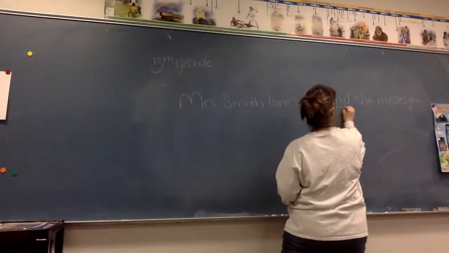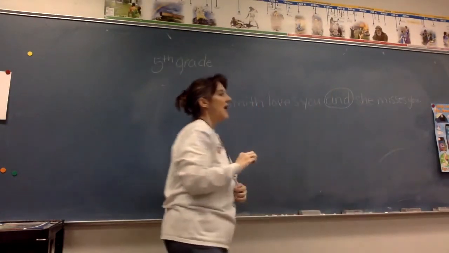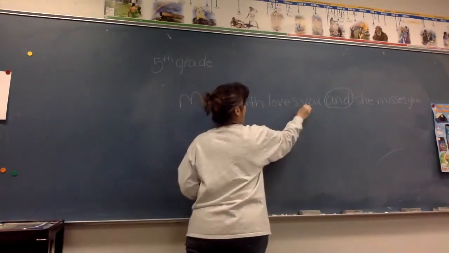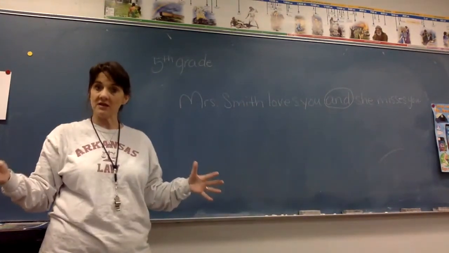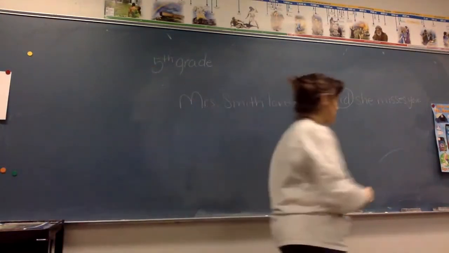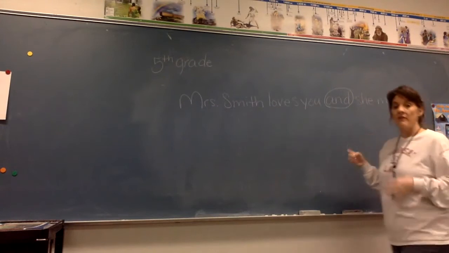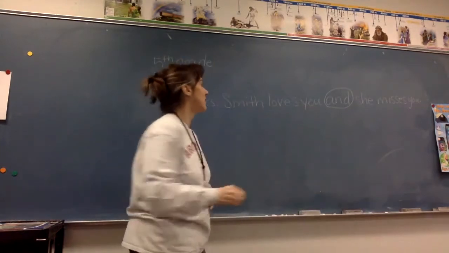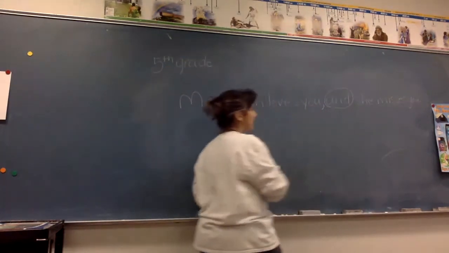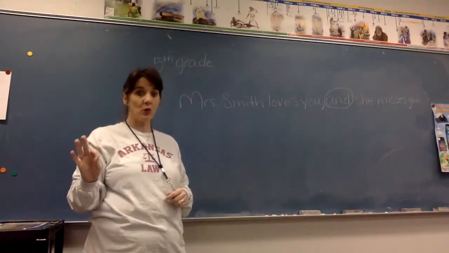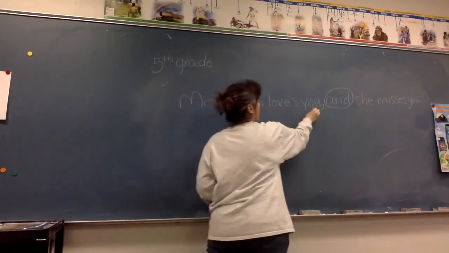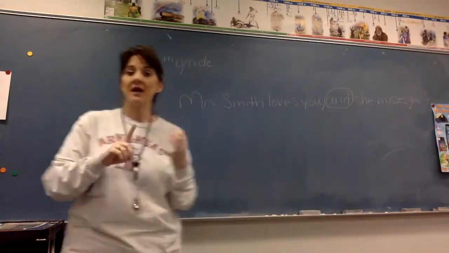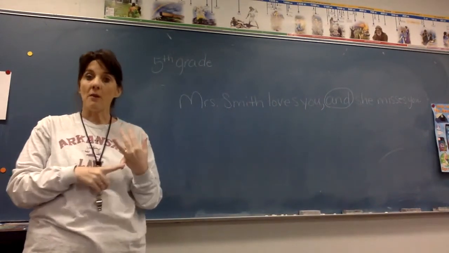Okay, here's my conjunction. I'm going to circle it. I need to have a complete sentence on both sides of that conjunction. Okay, Mrs. Smith loves you. Is that a sentence? Could that be a sentence by itself? Yes. Okay, let's check the second part. She misses you. Could that be a sentence by itself? Yes. So I need to add a comma in front of that conjunction, not after. It does matter where it goes. Mrs. Smith loves you, comma, and she misses you.